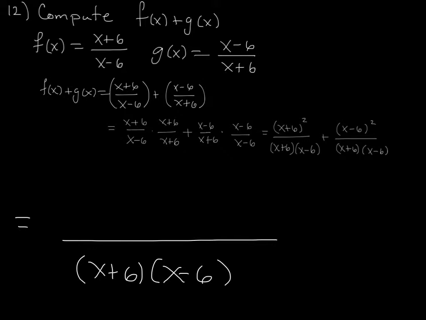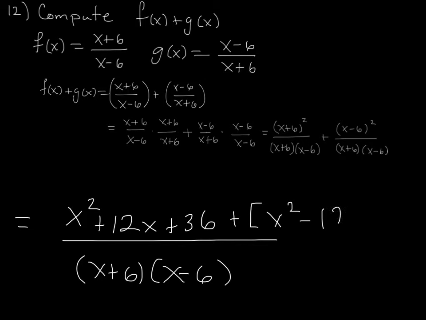And we can multiply out the numerators to simplify them. So x plus 6 squared is x squared plus 12x plus 36. And x minus 6 squared is, so don't forget, be careful with the parentheses. x minus 6 squared is x squared minus 12x plus 36.